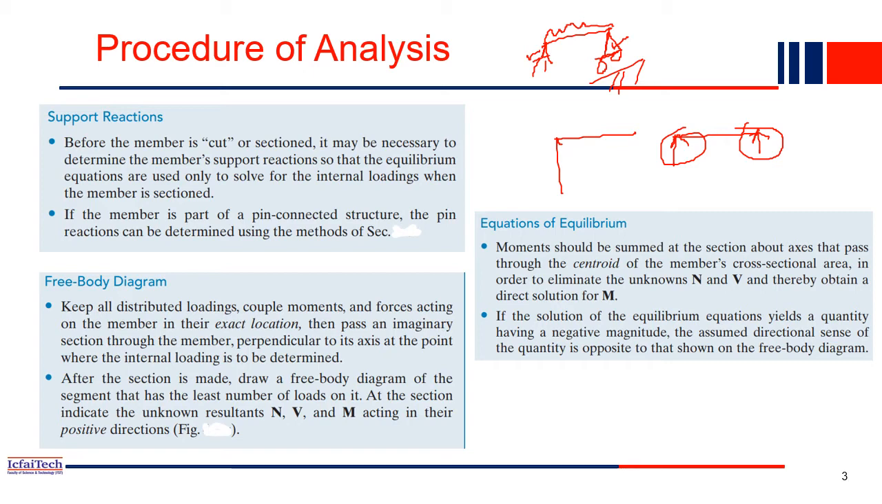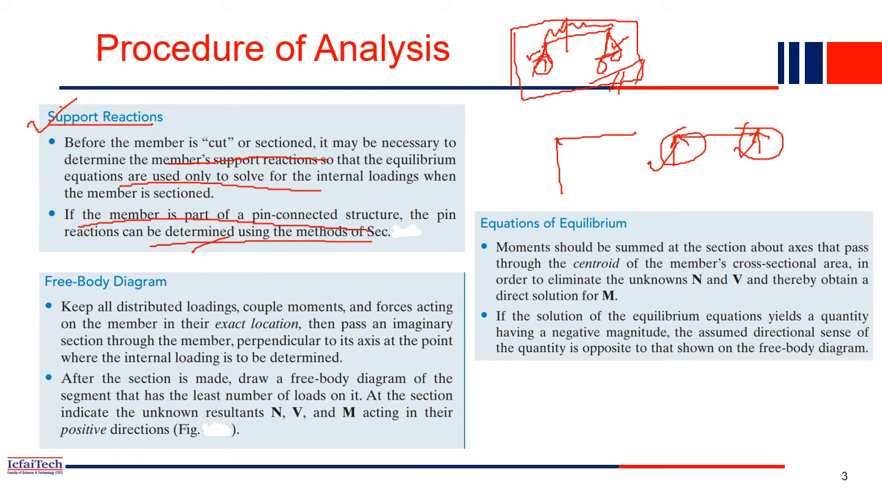Whatever beam is given to us, our first job is to calculate the support reactions for both supports. That is the first step: support reaction. Before taking any cut of the member, we have to calculate the support reactions. It is necessary to determine them so that the equilibrium equations can be applied. Using the equilibrium equations, you compute the support reactions. Similarly, if the member is part of a pin-connected structure, the pin reaction can be determined using the method of sections. If the structure is a truss, then using the method of sections you first compute the support reactions.